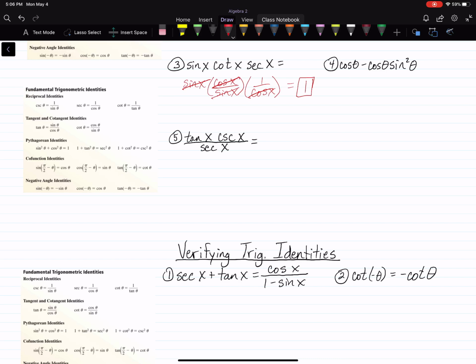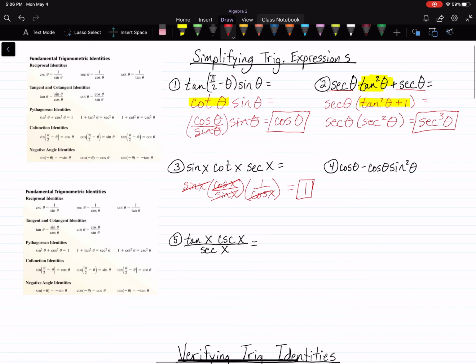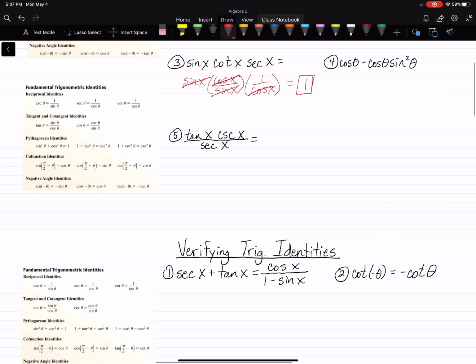We're going to work number 4 kind of like we worked number 2, because as you can see, there's a cosine theta in both parts. So what we're going to do is factor that cosine theta out, and we'll be left with 1 minus sine squared theta equals 0, or equals, I don't know what it equals, excuse me. So we're simplifying.